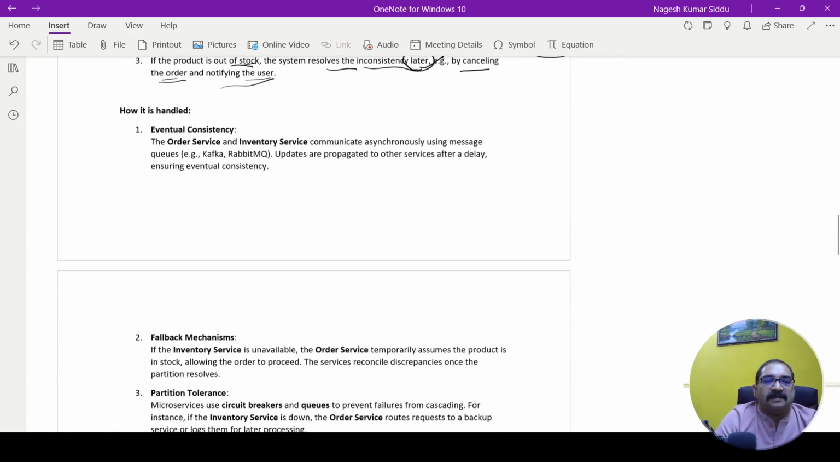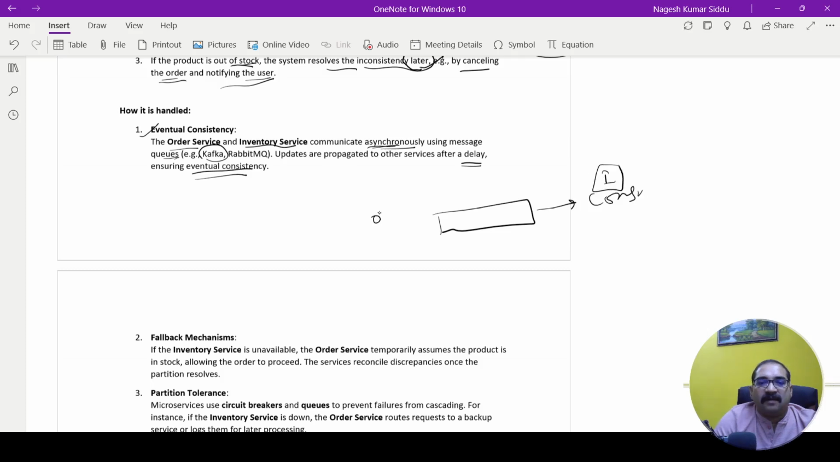So let us see. Eventual consistency means the order service and inventory service communicate asynchronously using queues, and updates are propagated to other services after a delay, ensuring eventual consistency. Now you need to know what a queue is. A queue is like this. Suppose this is a consumer, the inventory service, and this is the order service which is a producer. It keeps sending these orders, this is the order number, this is the order number, into a queue, and then sends a response to the user. It won't wait to see whether this is processed or not.